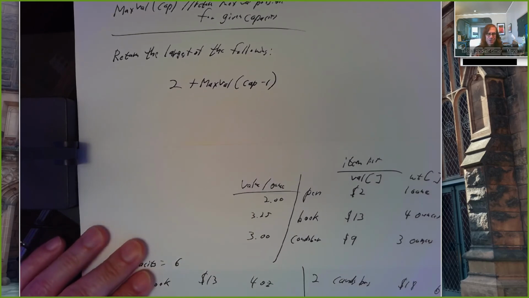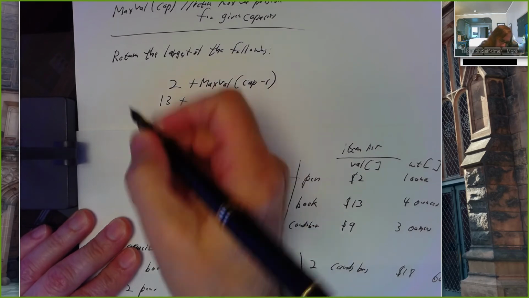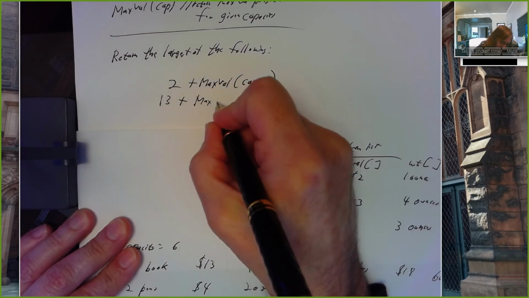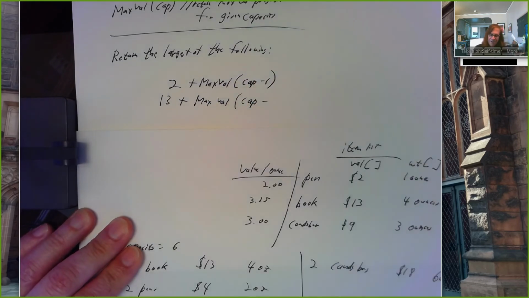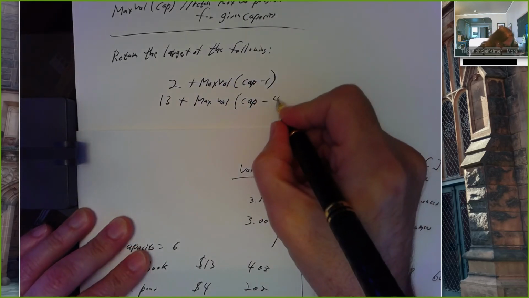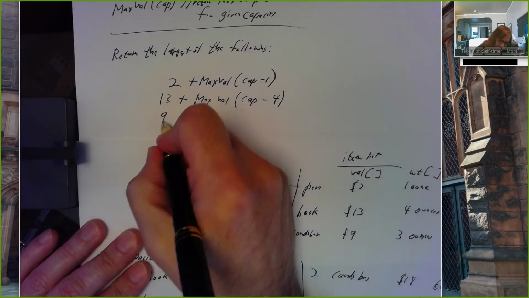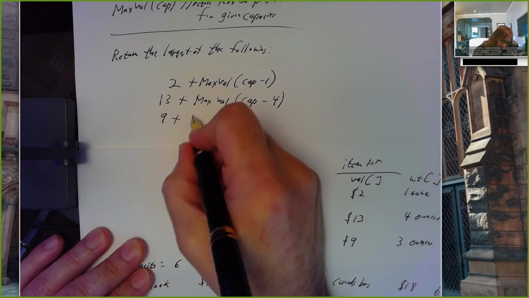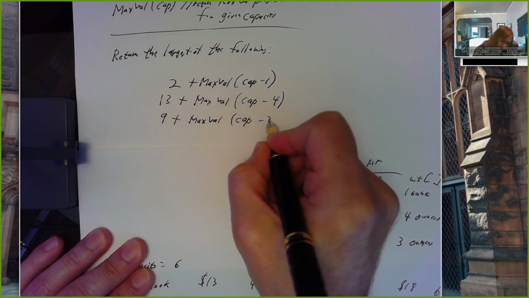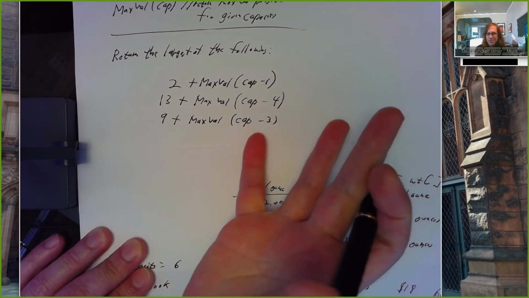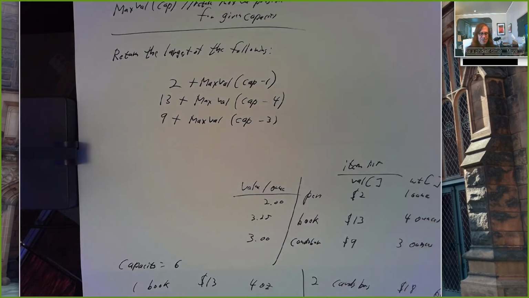Now that's one possibility. Second possibility is I put a book into my bag, in which case I get $13 out for the value of the book, plus whatever the maximum value is I can get from a bag with my original capacity diminished by 4 ounces. And the third possibility is I start by putting in a candy bar, and now the capacity of my bag has been diminished by 3. And so if I find the maximum value I can get out of that bag and I add the value of the candy bar, that's the best I can do if I start with a candy bar.